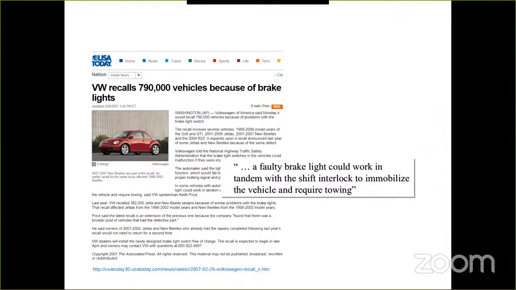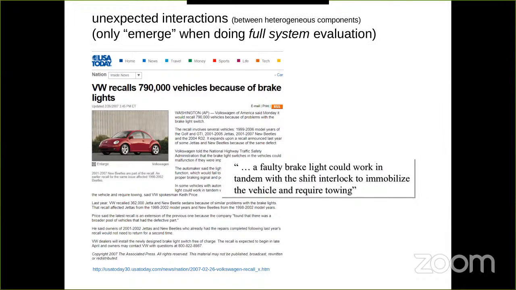Some of you may know what was the cause. It was intermittent, which makes it very hard to debug. And it seems very strange. The rear light is not working, and all of a sudden I can't change my gear. How are they related? Well, the answer is there are unexpected interactions between often heterogeneous components.